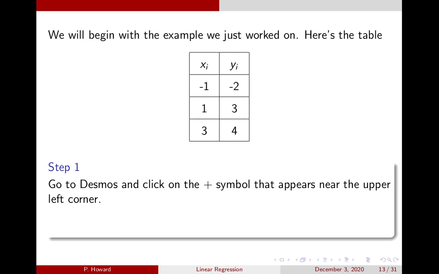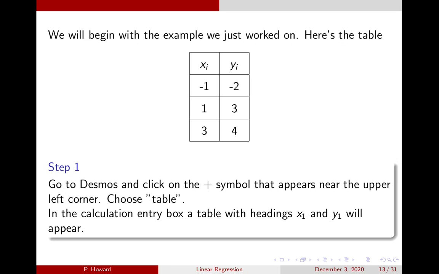Step 1, go to Desmos and click on the plus symbol that appears near the upper left corner. We'll see what this looks like in a screenshot shortly. Once you click on the plus symbol, a drop-down menu will appear, and from that menu we want to choose Table. Once you've chosen Table, in the calculation entry box, a table with headings x sub 1 and y sub 1 will appear.